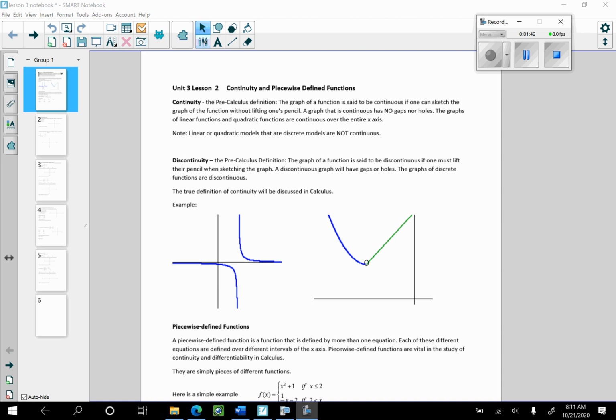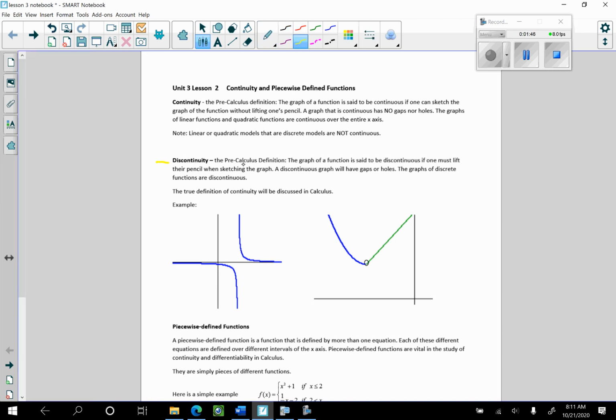Discontinuity, the pre-calculus definition. What does it mean to be discontinuous? The graph of a function is said to be discontinuous if one must lift their pencil when sketching the graph. A discontinuous graph will have gaps or holes. The graphs of discrete functions are discontinuous. The true definition will be discussed in calculus.